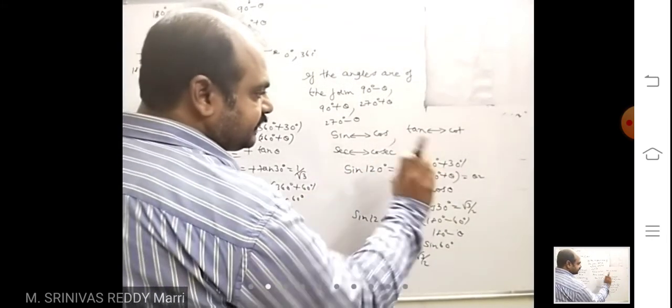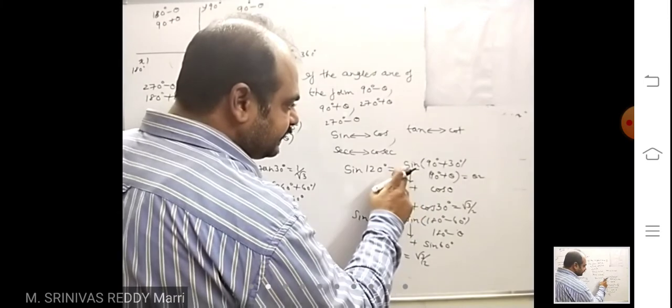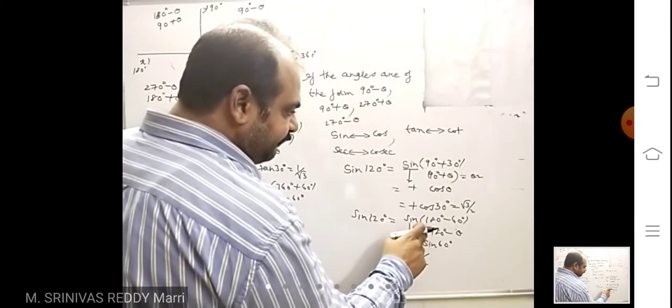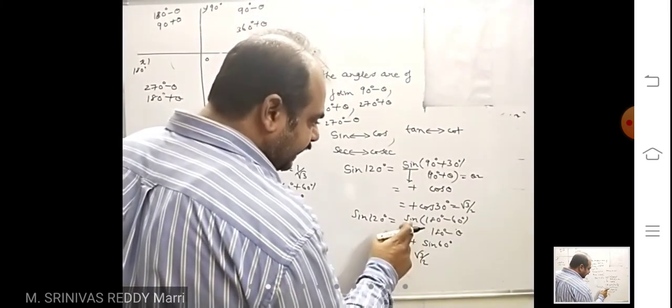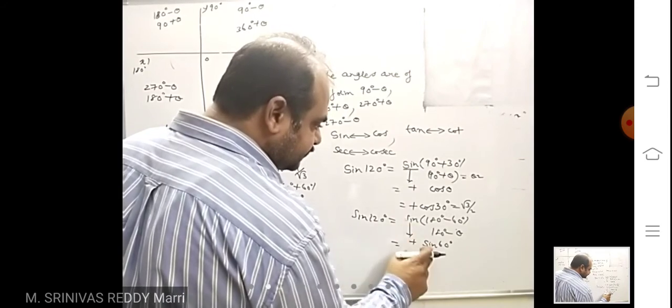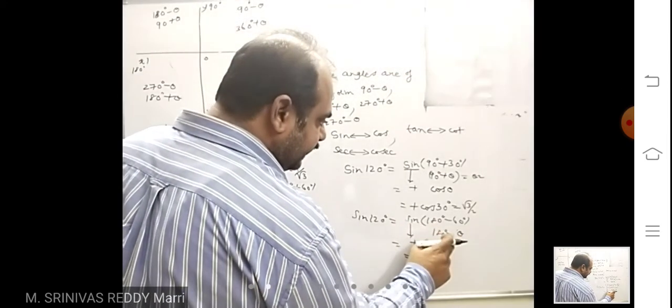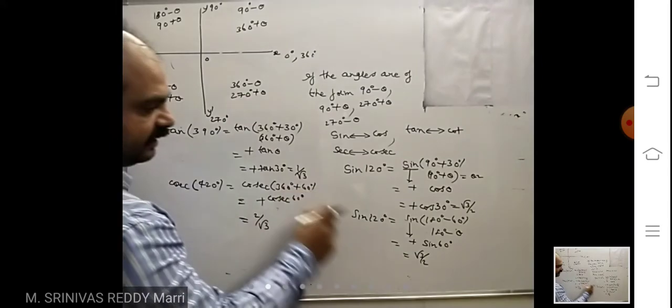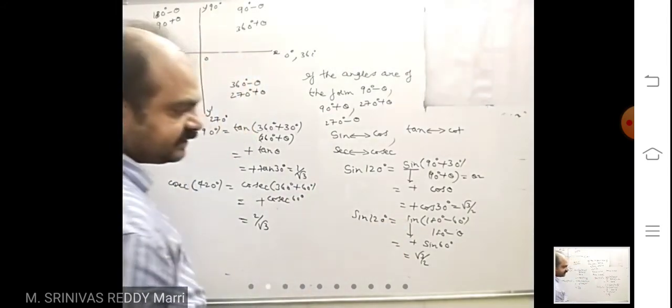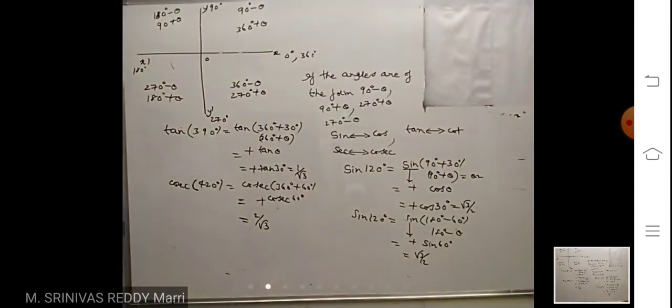So 90 plus theta, if you write cos theta and then sine is plus. If you write sine of 180 minus theta, write only sine, no change in this. And then write in 180 minus theta also second quadrant. So this sign is what? Positive, like that. Any one you can choose.